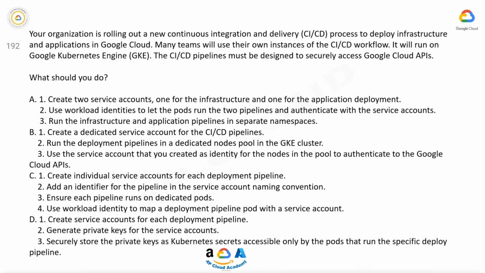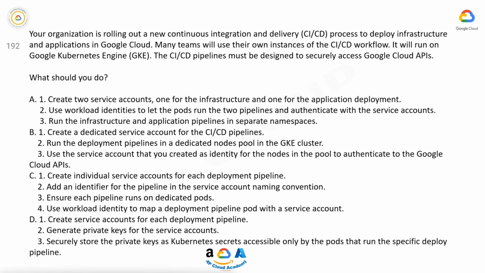A. 1. Create 2 service accounts, one for the infrastructure and one for the application deployment. 2. Use workload identities to let the pods that run the 2 pipelines authenticate with the service accounts. 3. Run the infrastructure and application pipelines in separate namespaces.